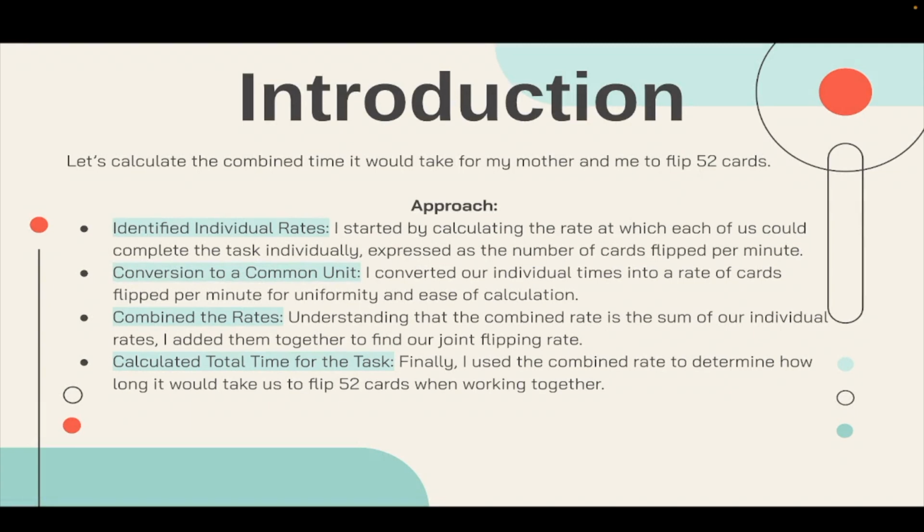So let's talk about the problem. If we want to calculate the combined time it would take my mother and me to flip 52 cards, we have to take this approach. We have to identify the individual rates. We can do this by calculating the rate at which each of us could complete the task individually, expressed as the number of cards flipped per minute. And we can convert that to a common unit. In this example, we're using cards per minute.